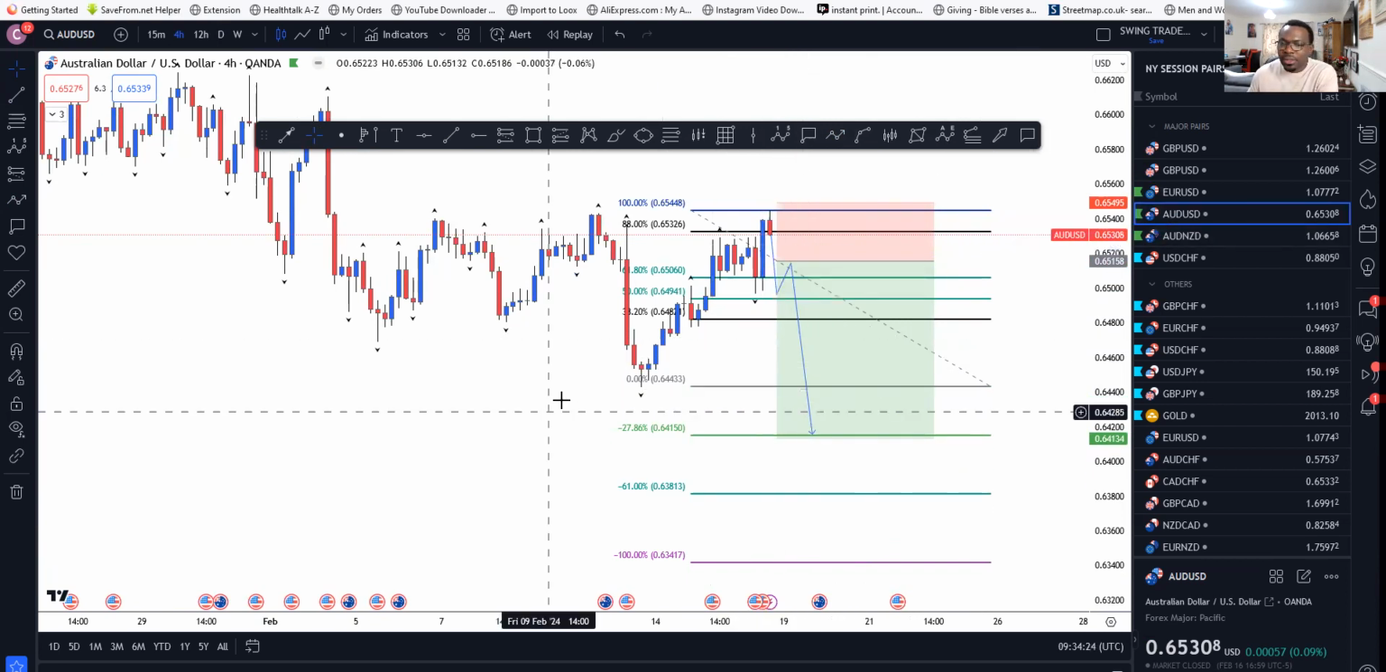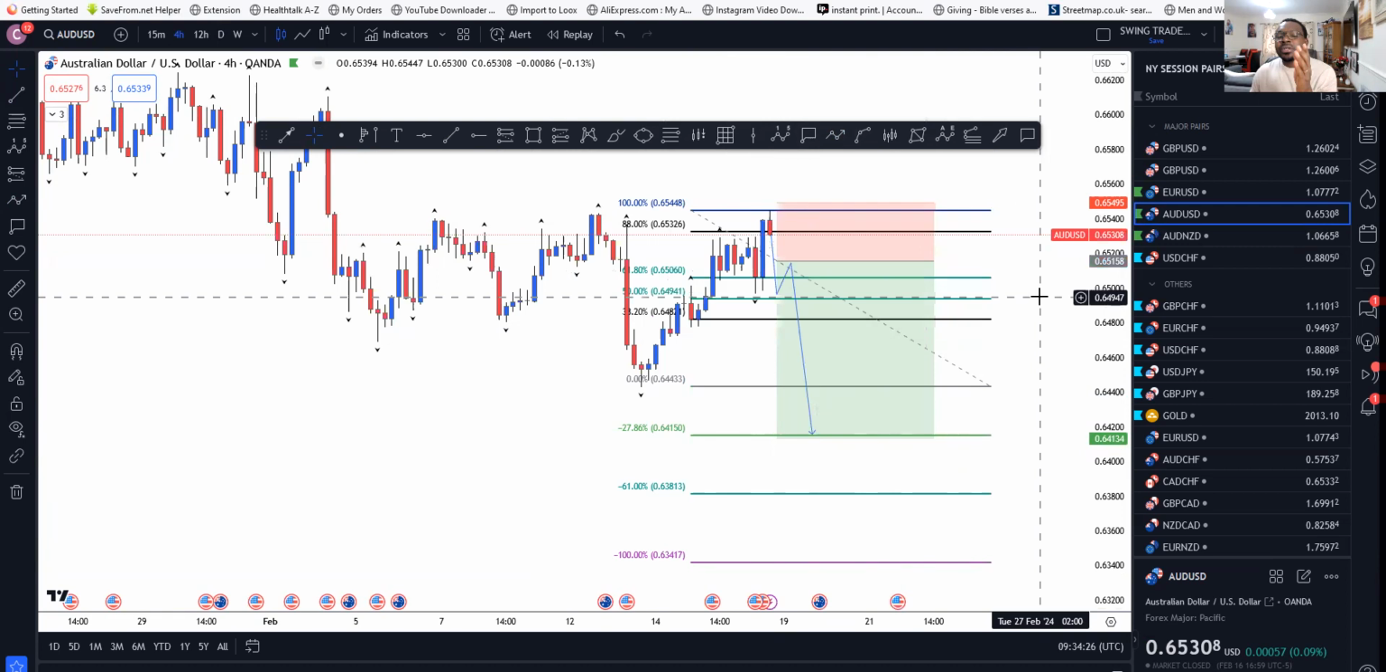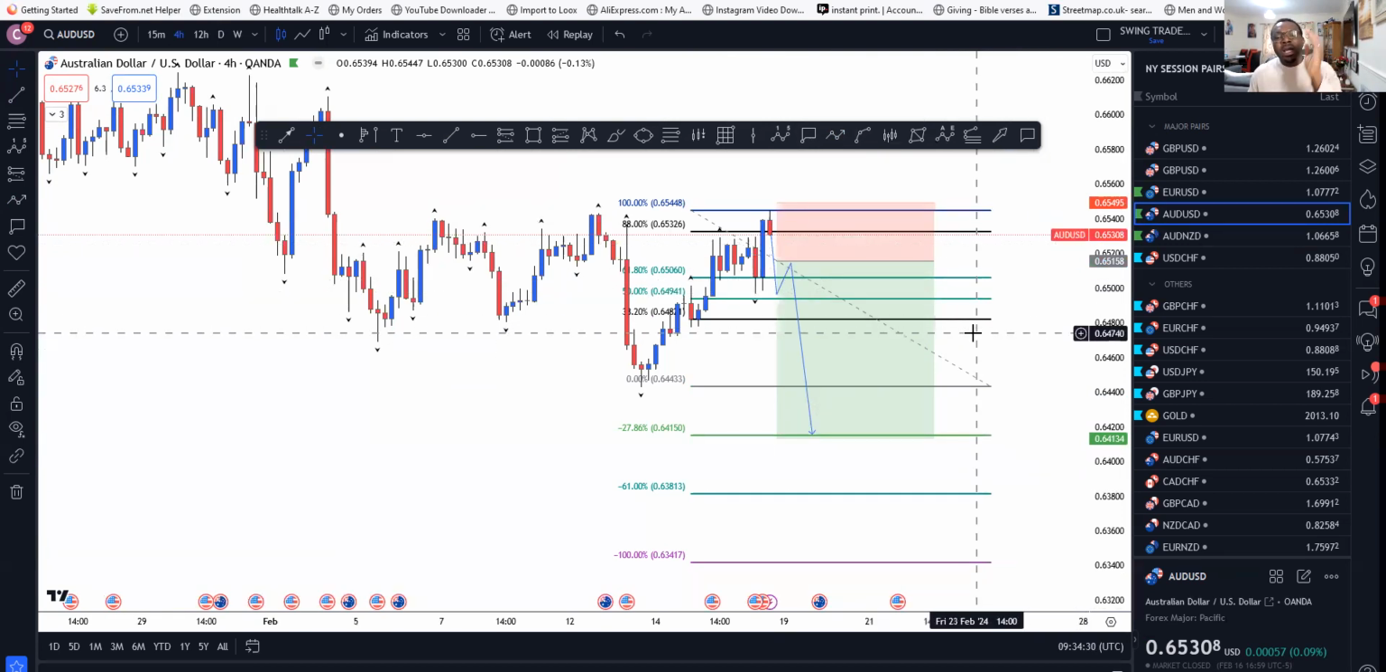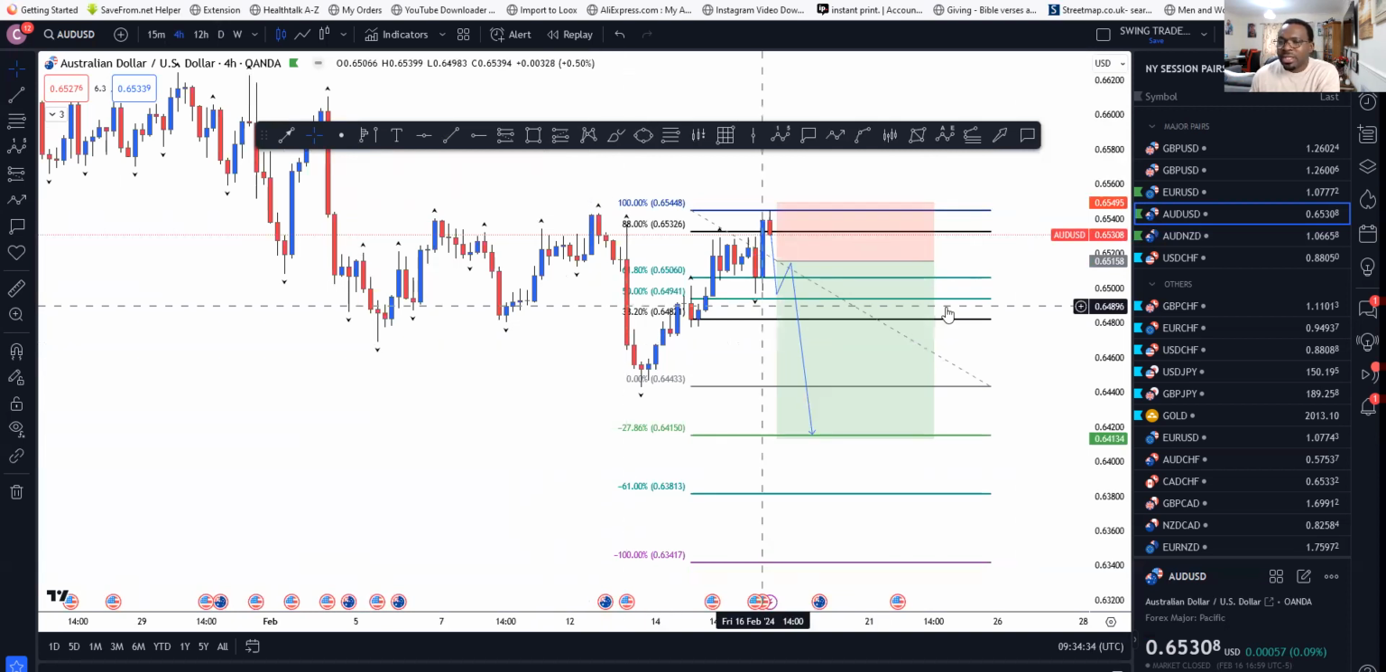AUDUSD. Okay, so for those of you in the trading lab, expect me to send you analysis when the trade is ready to get triggered. Okay, and just pay attention to that.